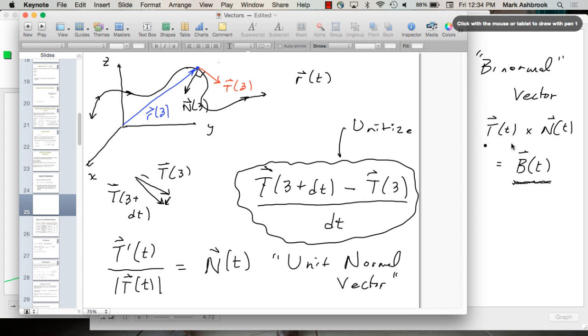What is the magnitude of T? What's the magnitude of N? These are all unit vectors, right? T was the derivative unitized. N is the derivative of the unit tangent, unitized. So they're both 1. Therefore, the magnitude of B of t is 1. Okay, what about direction?